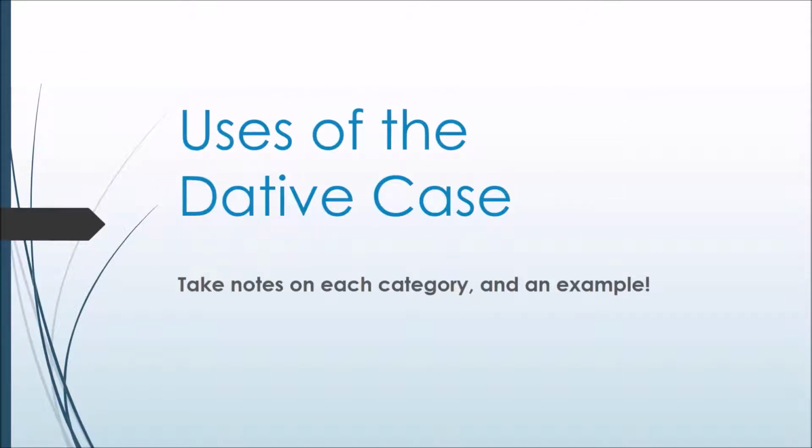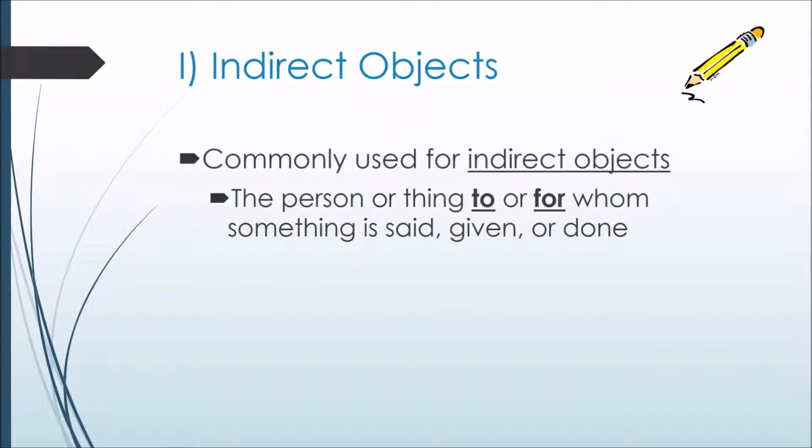Now for each use of the dative case, you want to take notes on each category and at least one example of each type of dative. Our primary use of the dative case is for an indirect object, and an indirect object is the person or thing to or for whom something is given, said, or done. I'm going to let you pause the video so that you can write down this definition word for word. It is critically important that you know that an indirect object, the dative case, is a person or thing to or for whom something is said, given, or done.